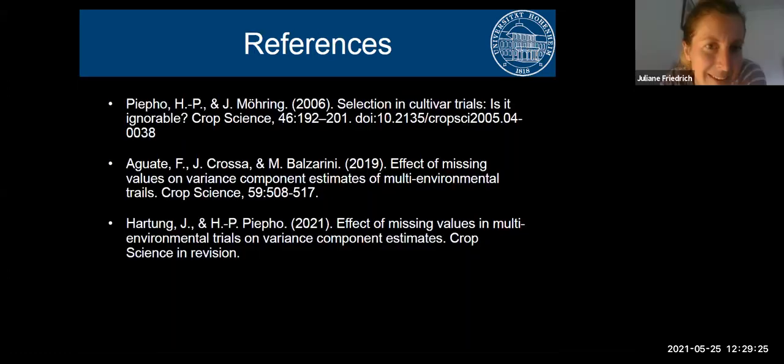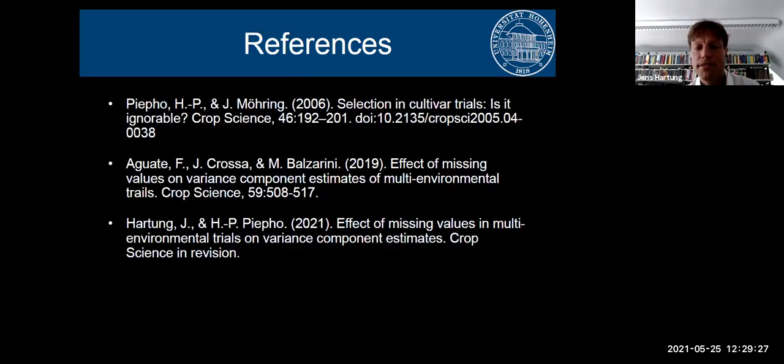With this, I want to give the references. It's a 2006 paper from our group, and Aguate in 2019, and the work will also be published in Crop Science in 2021, hopefully, because it's already in revision.